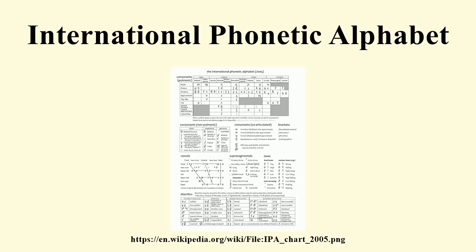Since its creation, the IPA has undergone a number of revisions. After major revisions and expansions in 1900 and 1932, the IPA remained unchanged until the IPA Kiel Convention in 1989. A minor revision took place in 1993 with the addition of 4 letters for mid-central vowels and the removal of letters for voiceless implosives.